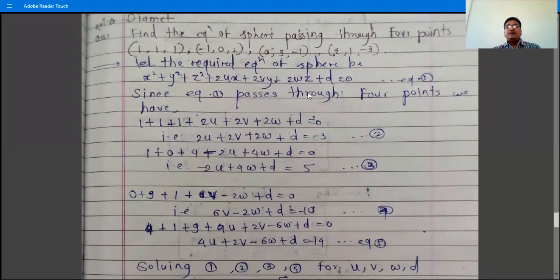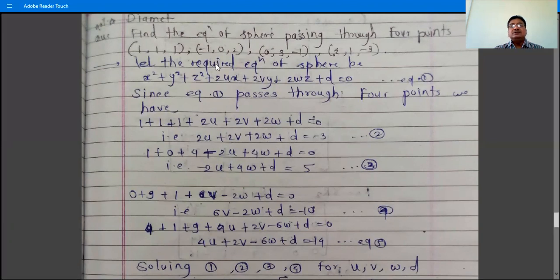Then since equation 1 passes through these four points, all these four points satisfy this equation. That is, the point (1, 1, 1) satisfies this equation, so substitute x, y, z as 1, 1, 1. What we have: 1 square plus 1 square plus 1 square plus 2u plus 2v plus 2w plus d is equal to 0. That is, we have the equation 2u plus 2v plus 2w plus d is equal to minus 3. Suppose this is equation number 2.